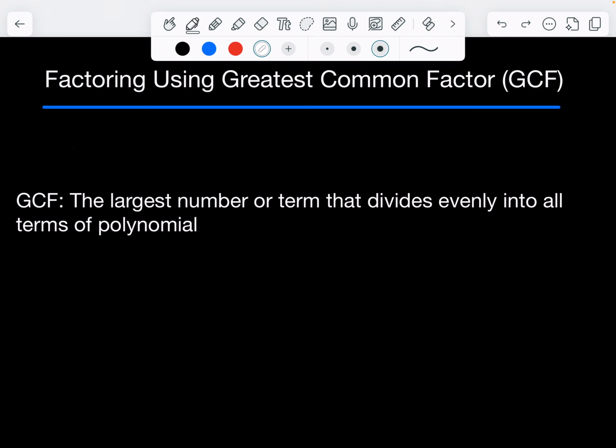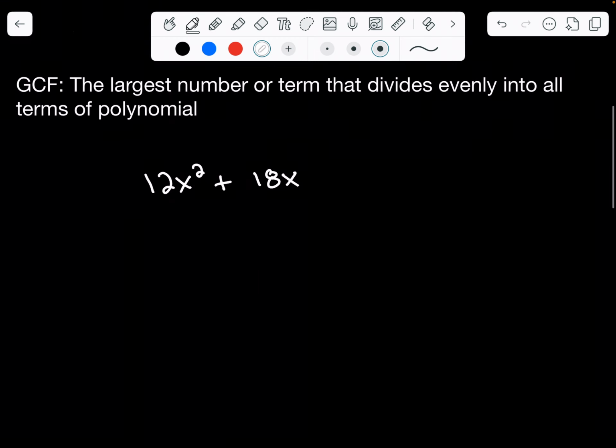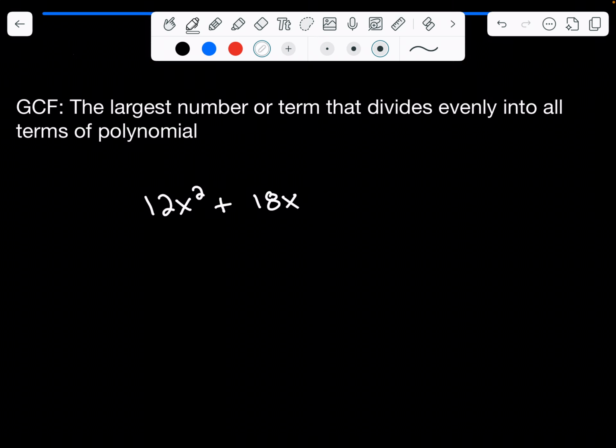So factoring out a GCF is like pulling out the common piece so we can rewrite the expression in a simpler form. So let's say that we have an expression 12x squared plus 18x, and we were asked to factor this. Well, what we need to realize first and foremost is that both of these terms have common factors. So they have a factor, a number and a variable, that goes into both of them evenly.